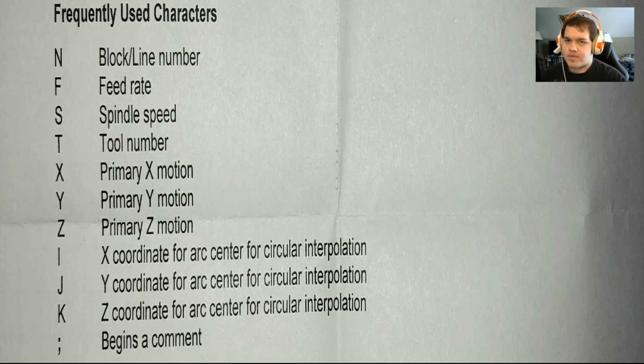Those are similar to the X and Y coordinates, but that's for the center of a circle. So say I'm going to be making a circle and I start at 1, 1 and then I'm going to go to 5, 5. Then you use the I and J locations after the X and Y locations to determine where the center of the circle is, and then that's what determines the arc for it.